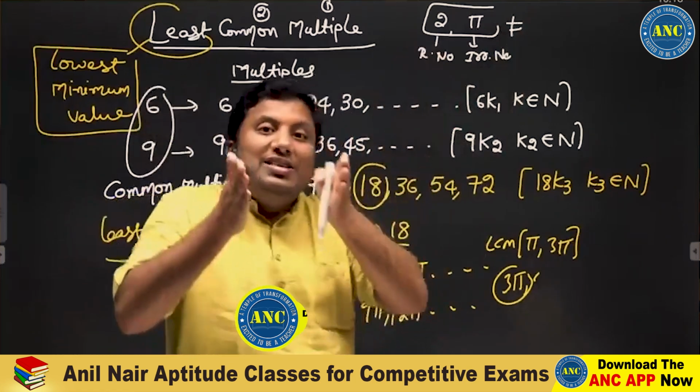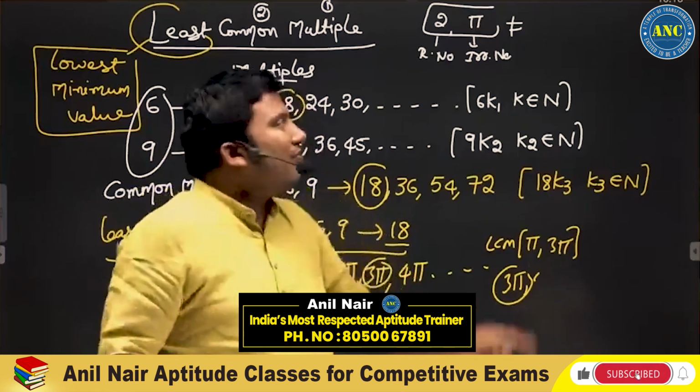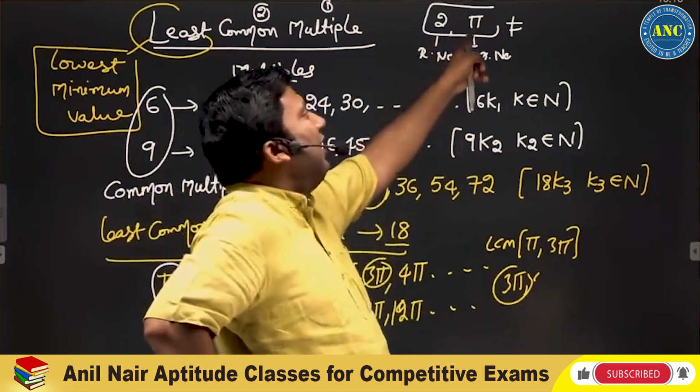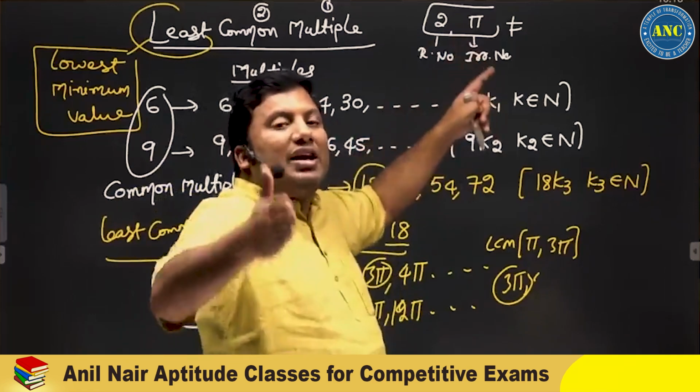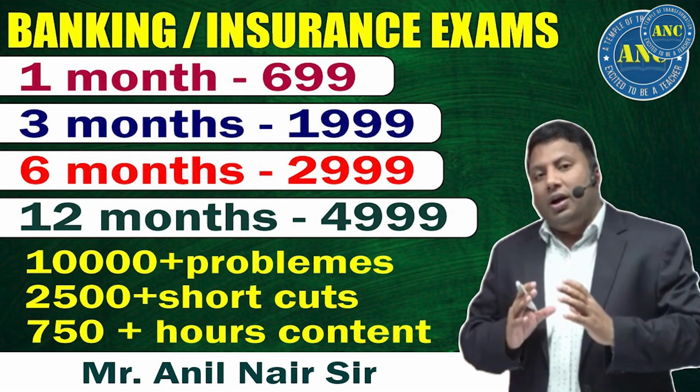2 is a rational number. 2 by 1 is 2.0, a terminating value. Pi is not a terminating value. It is non-terminating, non-recurring. They both will never meet.